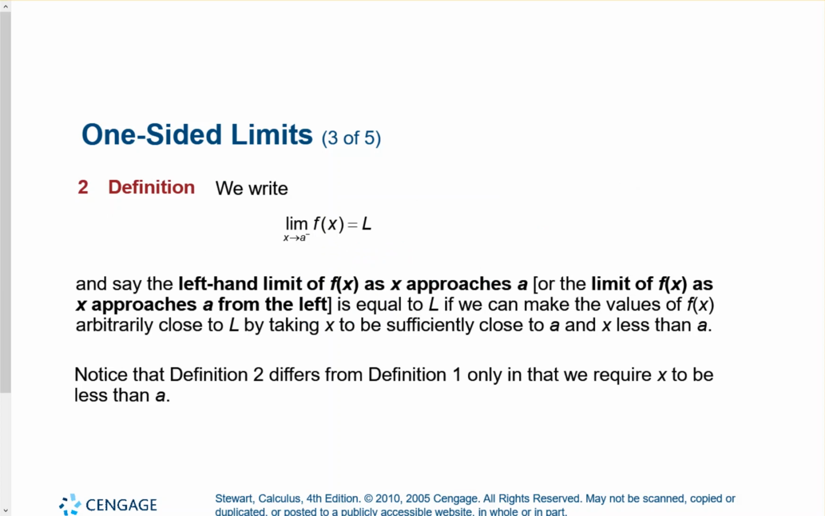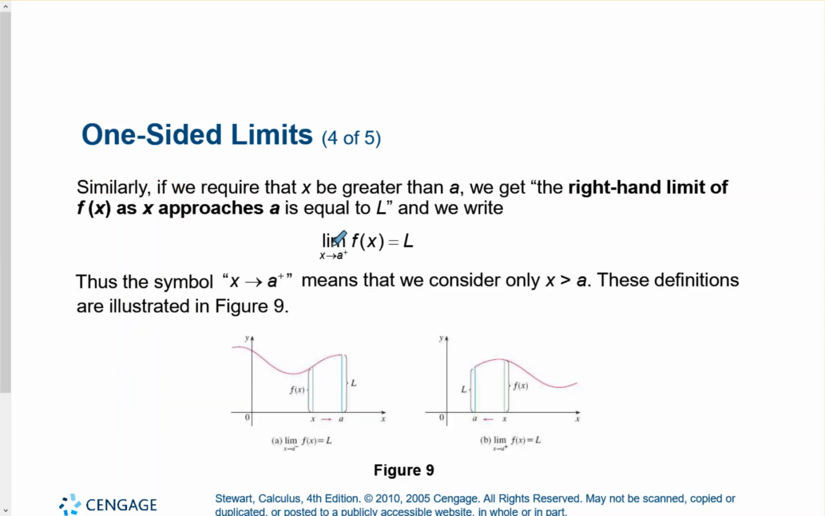Okay, so notation-wise, this is telling us the limit as x approaches a from the left, right? Because we got the little minus there. And this notation is the limit as x approaches a from the right, the right-hand limit of f of x. Any questions, just let me know, email me, etc.